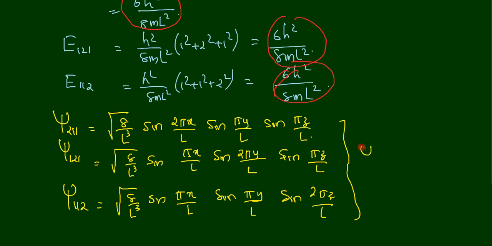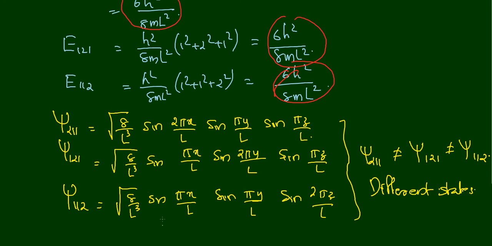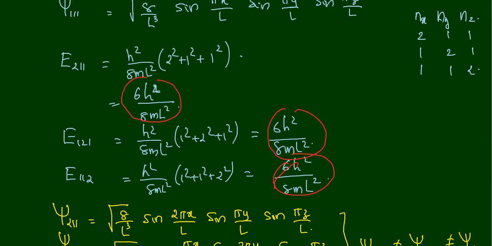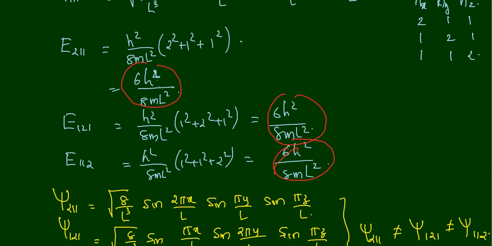So psi 211 is not equal to psi 121, that is not equal to psi 112. Okay, so these are different states. You already know that psi represents the state of the system. If psi values are different, you can say that these are different states. So we have different states, psi 211, psi 121 and psi 112. But even if they are different states, the energy corresponding to those states is the same, meaning 6h square divided by 8 mL square. So these are different states corresponding to the same energy.